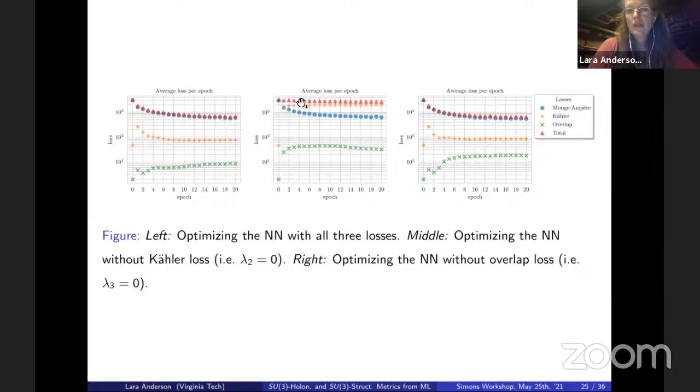You can see that the Kähler loss is staying static, the overall loss is staying static, but the Monge-Ampère loss is actually still tracking to something. So this is heading towards some sort of solution, and one could ask, what type of solution is it actually tracking towards? So again, quite promising that this direct learning actually seems to be doing something.